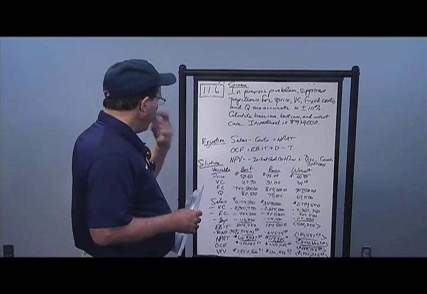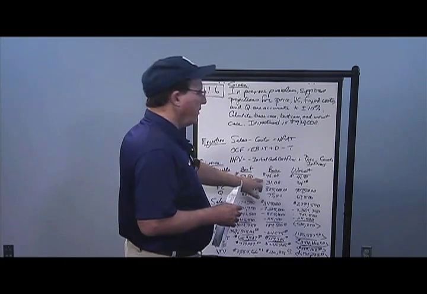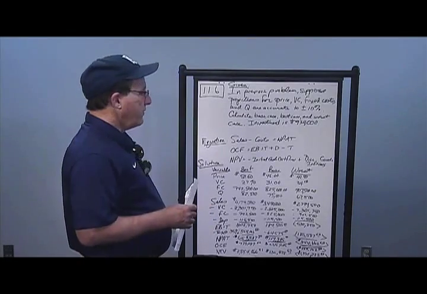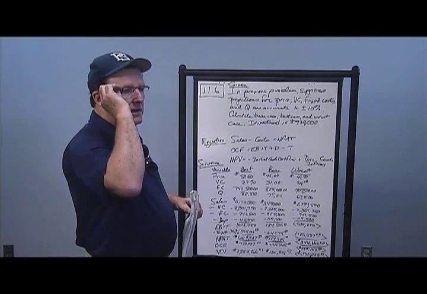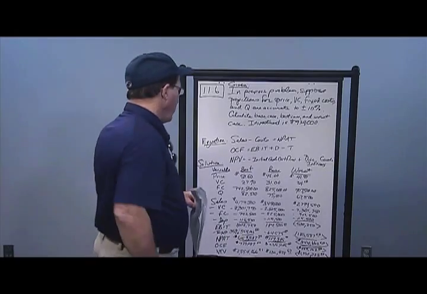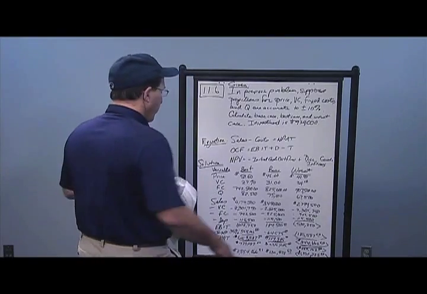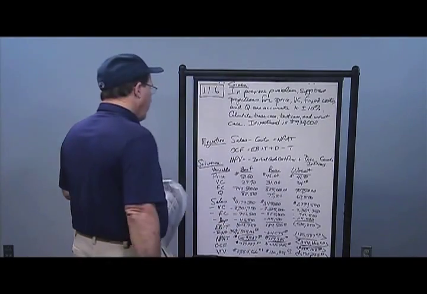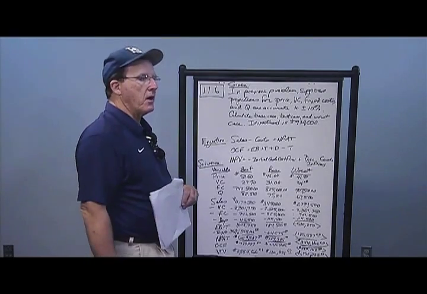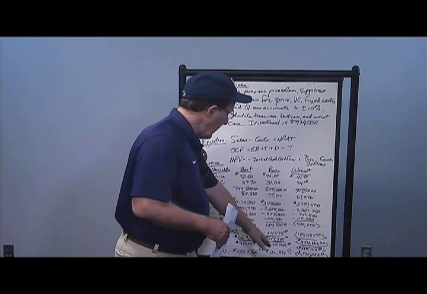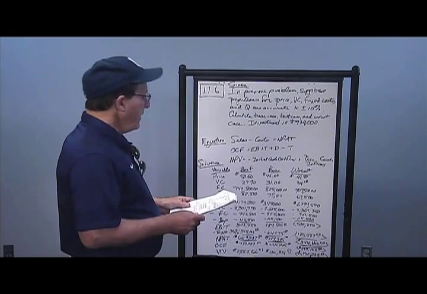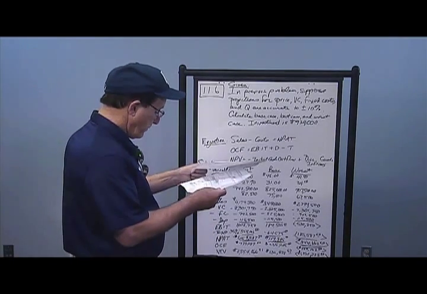In the base case, remember that the price was $46 a unit, the variable cost $31 a unit, making the contribution margin $15 a unit. We have fixed cost of 825,000, 75,000 units was our base case quantity, and then we built the P&L on that case in problem number 5.